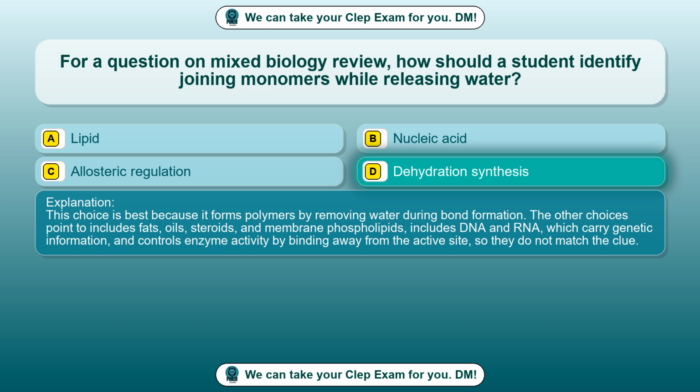The other choices point to includes fats, oils, steroids, and membrane phospholipids, includes DNA and RNA, which carry genetic information, and controls enzyme activity by binding away from the active site, so they do not match the clue.